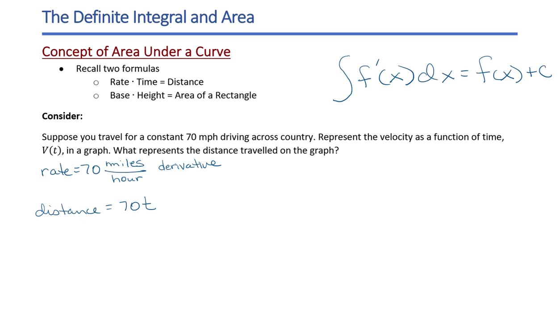Well, what they're asking us to do here is to represent the velocity as a function of time. So our velocity is v of t, and we're going to represent it in a graph. So let's consider this graph here, where this is time, and here's our velocity, v of t. Now, they gave us a velocity of 70. And if we're traveling at a constant 70 miles per hour, then that is going to be just a straight horizontal line for whatever time t that we have. And then it's asking us what is representing then the distance traveled by the graph.